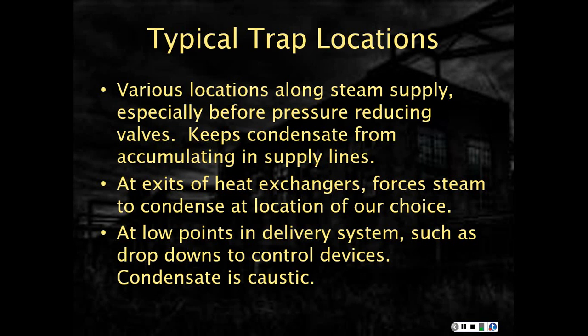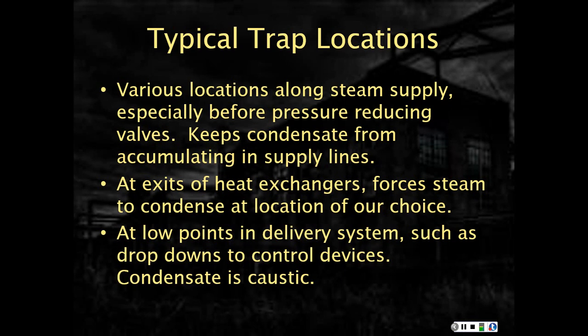So any type of steam heating coil, heat exchanger, anything where we want that steam to convert, go back through its latent change and give up its BTUs, we need a steam trap on the discharge side. This blocks the steam from racing through the coil. It forces the steam to be there and go through its conversion where we want it to convert.